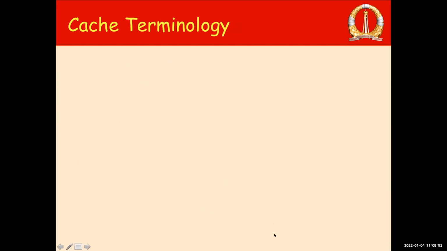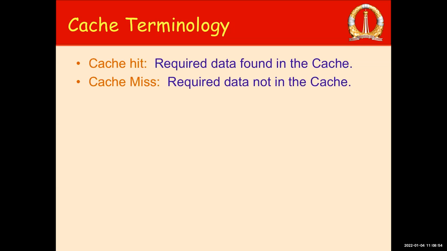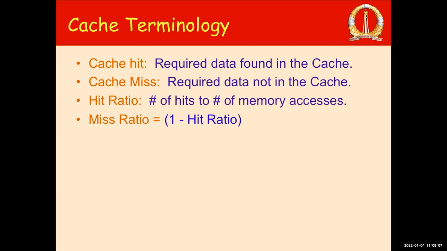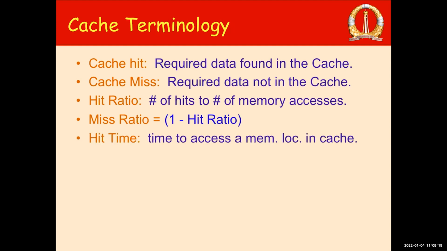Okay. Let's also quickly review some of the terminologies that we use in caches. For example, you talk about a cache hit if the data is found in the cache. And if the data is not found in the cache, then it is a cache miss. Then correspondingly, we talk about a hit ratio or a miss ratio. Hit ratio is basically the ratio of the number of hits to the number of memory accesses. And miss ratio is 1 minus hit ratio.